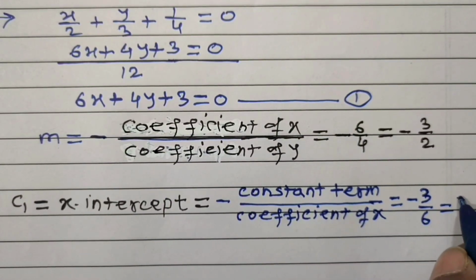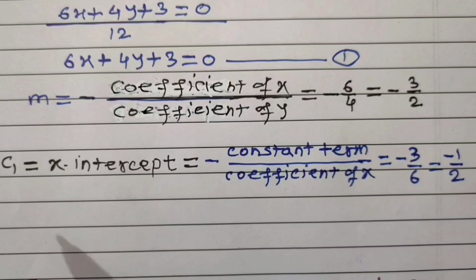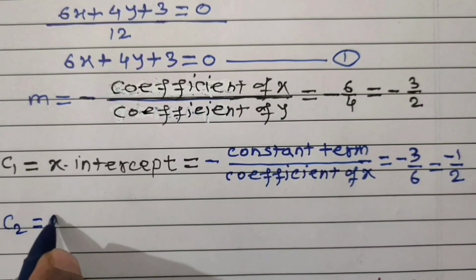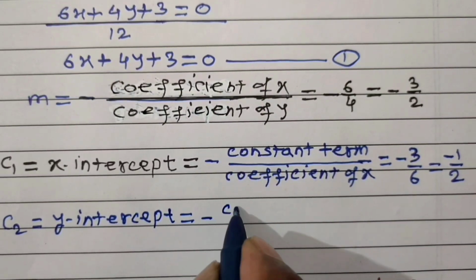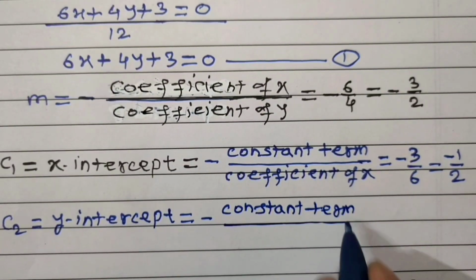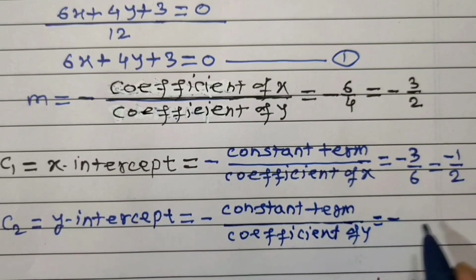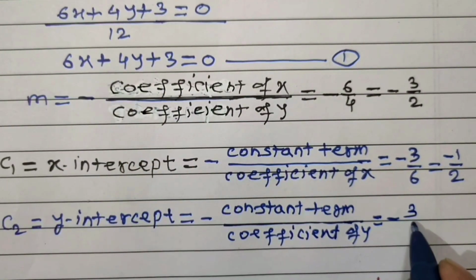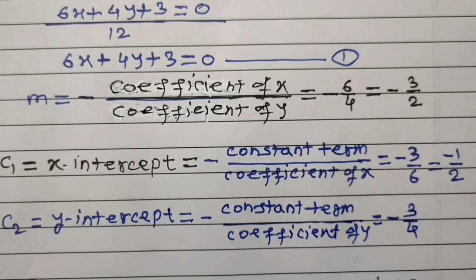This is equal to minus 1 divided by 2. This is the x-intercept. Now we have to find the y-intercept. Let the y-intercept be C2. The y-intercept is equal to minus the constant term divided by the coefficient of y. The constant term is 3 and the coefficient of y is 4, so this is minus 3 upon 4, and this is the y-intercept. So this is the solution of the given sum.